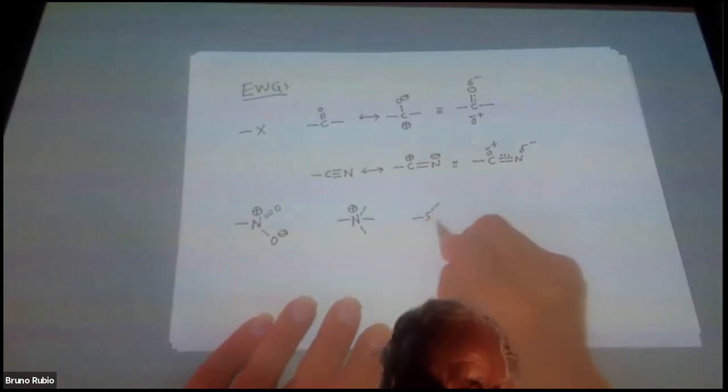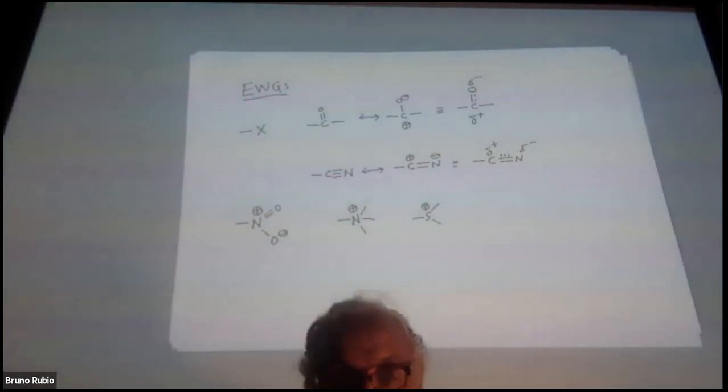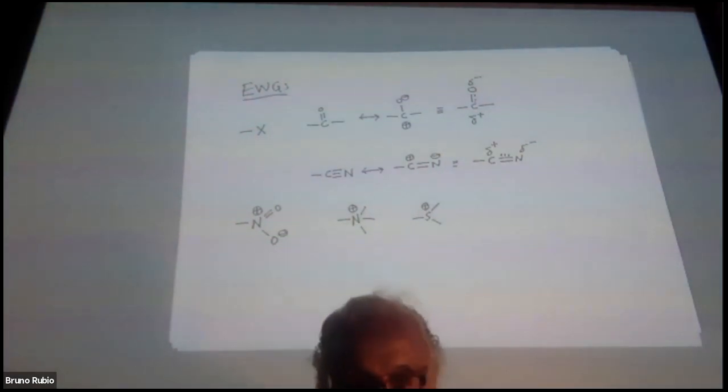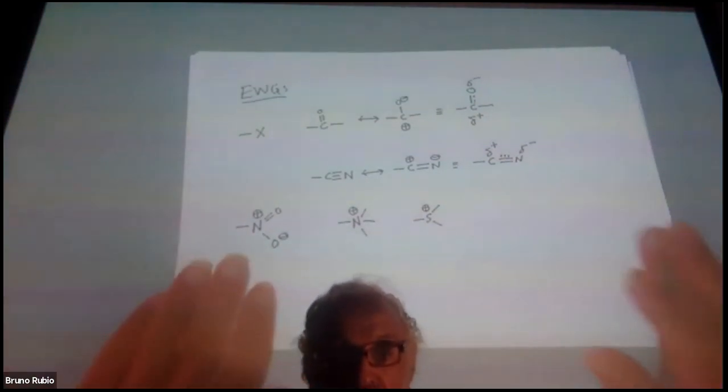Dialkyl sulfonium is another electron withdrawing group that we meet quite a bit. So these are some of the most important. See, have I forgotten any? I think not. These are the most important electron withdrawing groups. It's not just going to be halogen all the time.